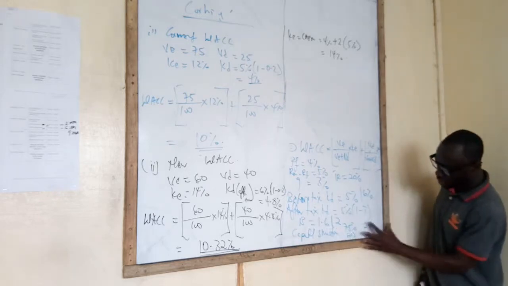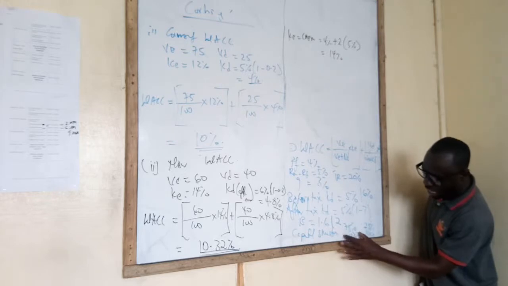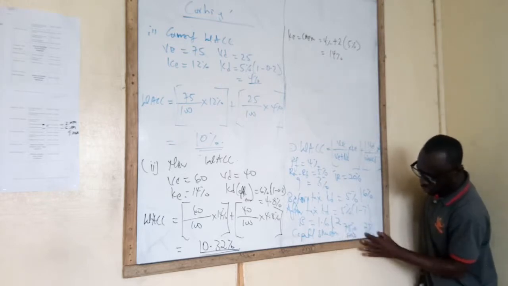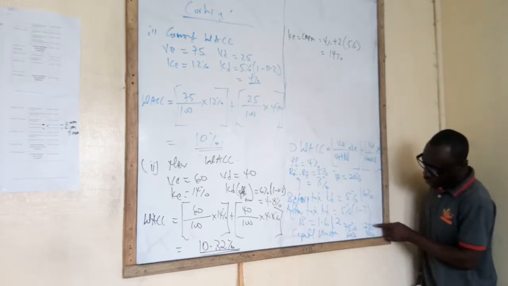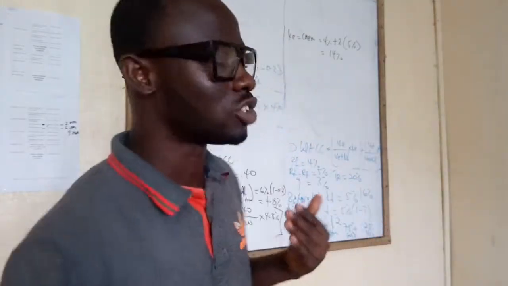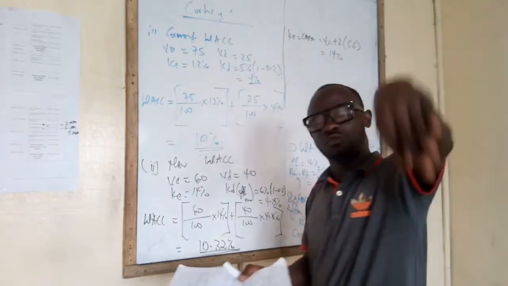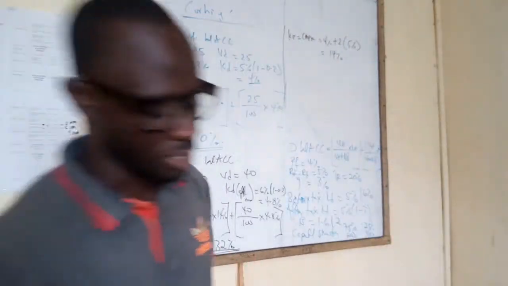Like in this question, in the second scenario, when the capital structure changed to 60-40, the gearing ratio of the company will also increase, because debt is now 40%. That is financial risk. When you use debt as your source of finance, it changes the capital structure, and the risk you face is what we call financial risk.